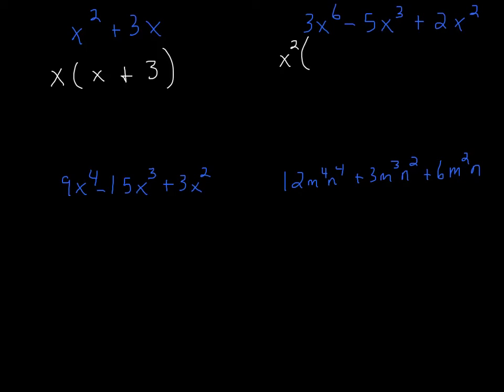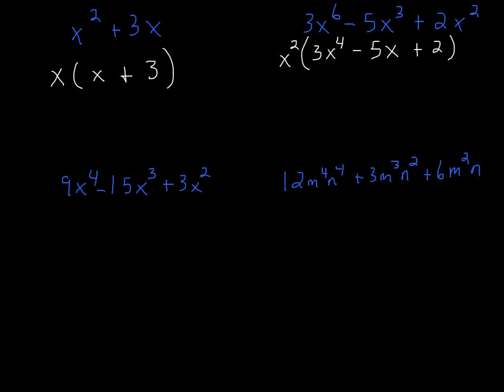Now to get from x squared to 3x to the 6th, we need a 3, and then we need 4 more x's, right? There you go. To get from x squared to negative 5x to the 3rd, we need a negative 5, and we need 1 more x. And then to get from x squared to positive 2x squared, we need just a positive 2. And you're done. That's it.